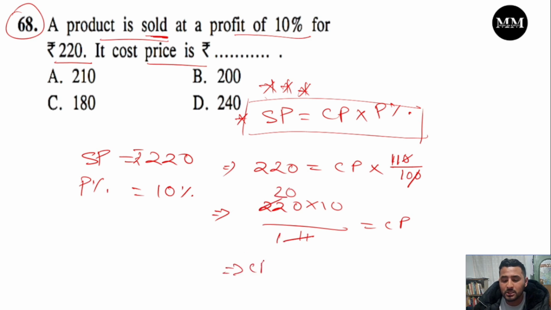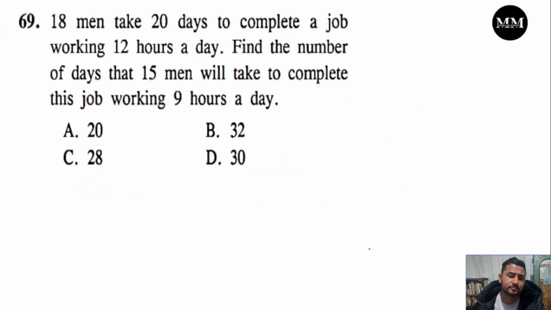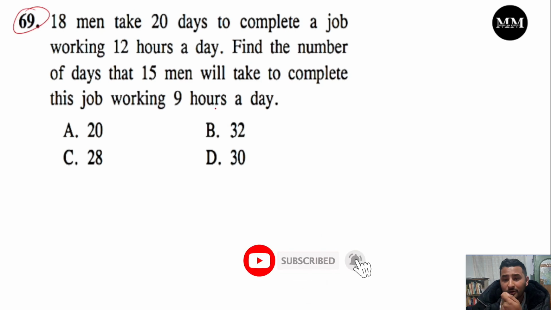So CP will be how much? 20 into 10, that will be how much? 200 rupees. Answer will be option number B for question number 68. Okay, let's go for next question. I know it is taking time, but when you start solving by yourself, you'll be doing it very easily and very quickly. So let's go to the next question.